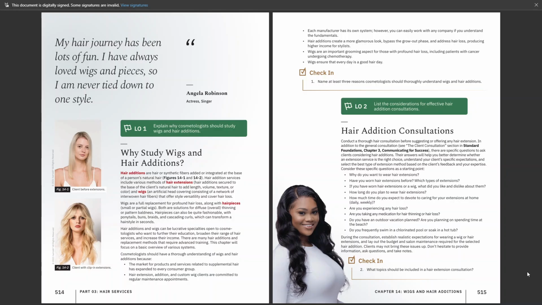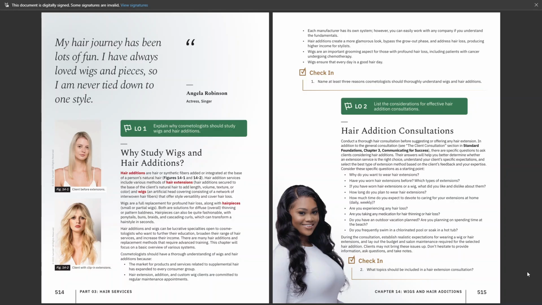Hair additions create a more glamorous look, bypass the grow-out phase, and address hair loss, producing higher income for stylists. Wigs are an important grooming aspect for those with profound hair loss, including patients with cancer undergoing chemotherapy. Wigs ensure that every day is a good hair day. Check in. Name at least 3 reasons cosmetologists should thoroughly understand wigs and hair additions.